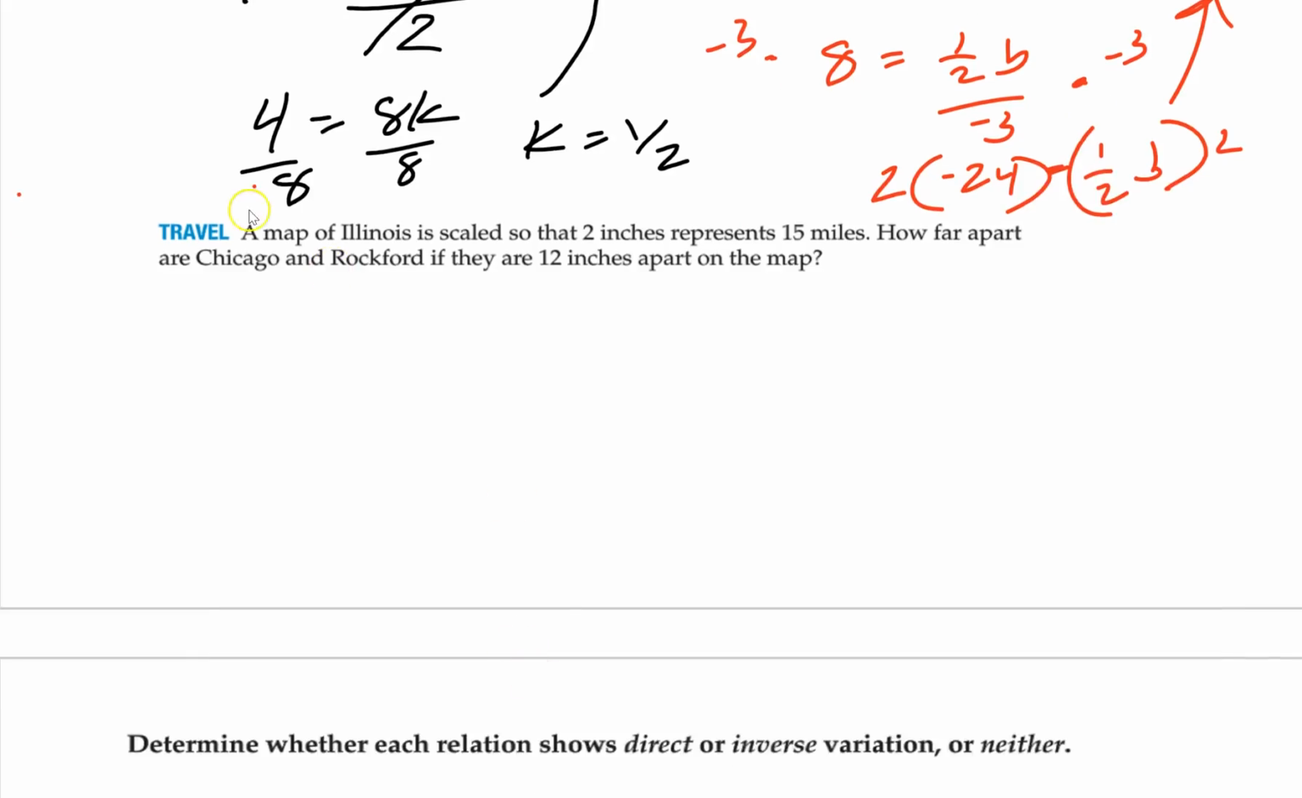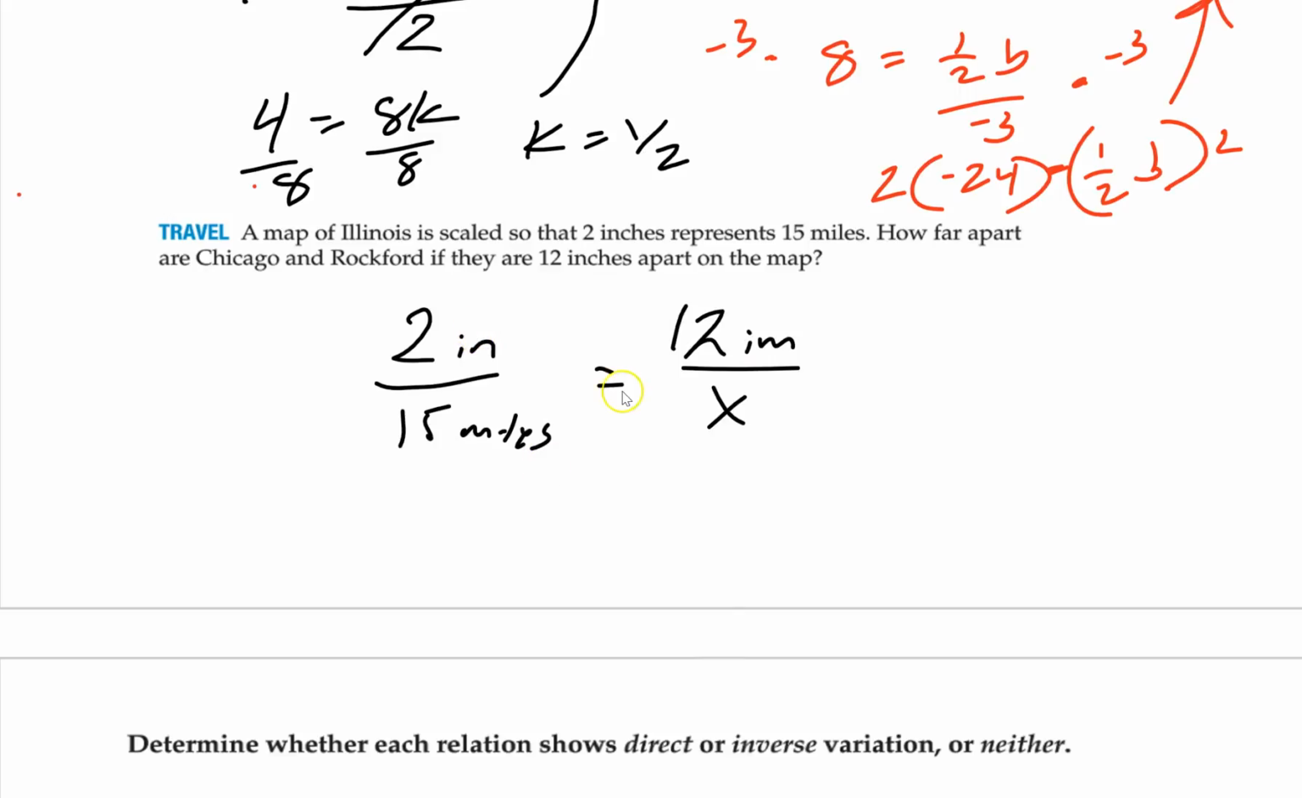So this next one, you actually don't need inverse variation. Just set it up. A map of Illinois scales so that 2 inches represents 15 miles. How far apart are Chicago and Rockford if they're 12 inches apart? Honestly, this uses proportions. You have 2 inches, 15 miles. They tell you that Chicago and Rockford are 12 inches apart. So how many miles apart?